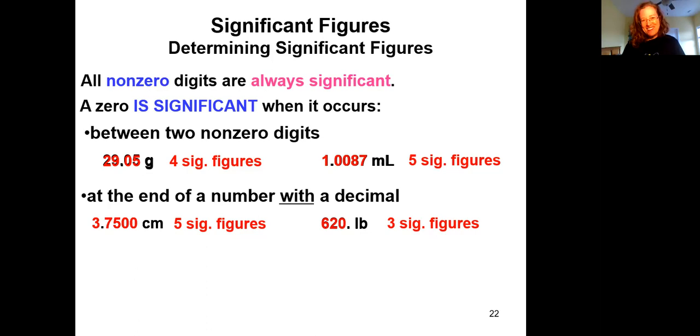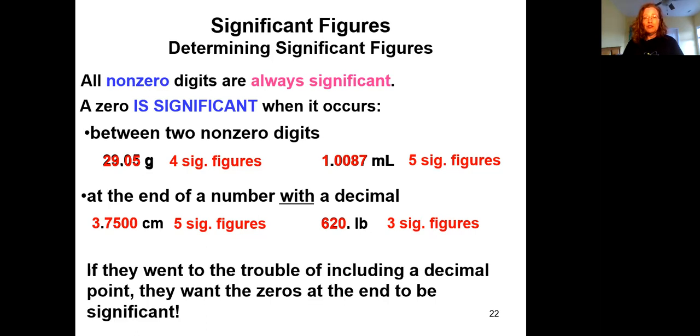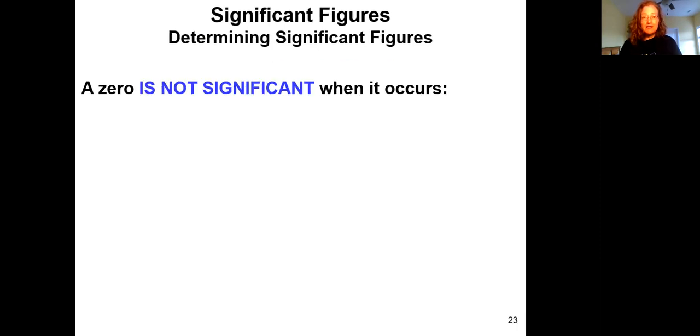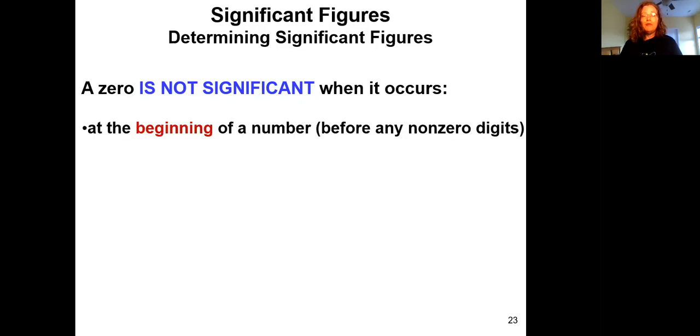I'll write it again. So, all non-zero digits are considered significant figures. Zeros between those numbers are also significant figures. Zeros at the end of a number that has a decimal are significant. If they went to the trouble of including a decimal point, they want the zeros at the end to be considered significant figures. A zero is not a significant figure if it occurs at the beginning of a number before any non-zero digits.